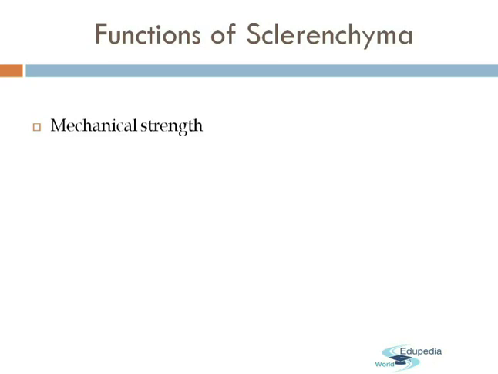So basically now we can understand the functions of the sclerenchyma. First function is that it provides mechanical strength. Due to this type of tissue only, the plant is able to bear the various stresses of nature. Second, it provides protection so that the seeds and the nuts can survive in unfavorable conditions and can grow again when favorable conditions are attained.